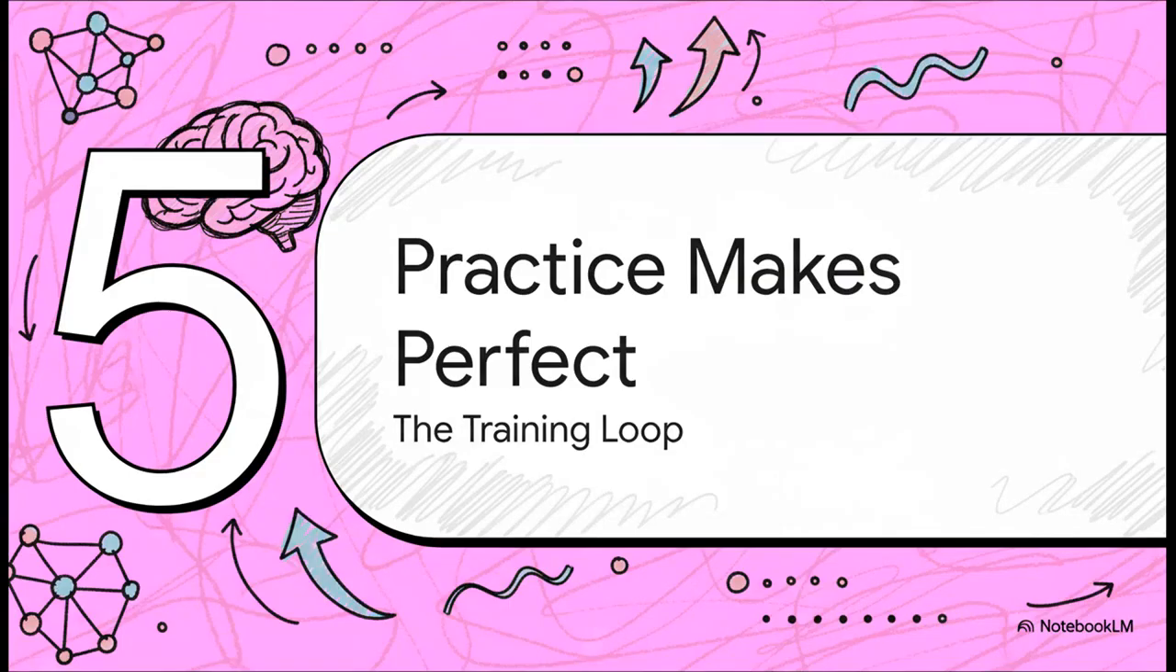But hey, learning isn't a one-time thing, right? You don't learn to ride a bike by falling off just once. You get back on and you try again and again. AI is exactly the same. It learns through this continuous cycle of practice and getting better, and we call that the training loop.